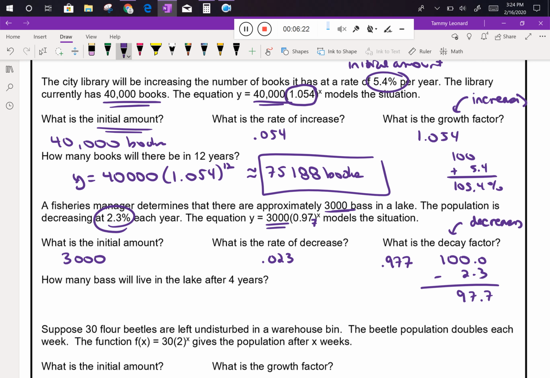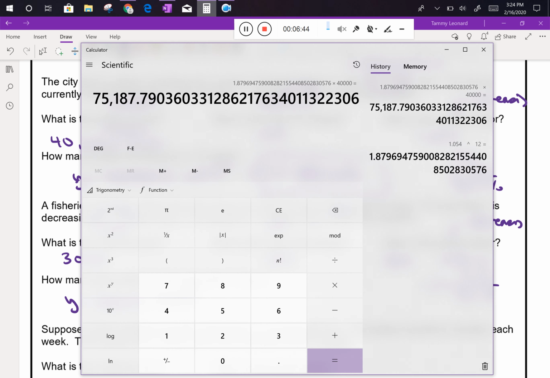So we're asked how many bass will live in the lake after 4 years. Well, X is the number of years, and Y is the total number of bass in the lake. So we have Y equals 3,000 times 0.977 to the power of 4. And just like we did in the last problem, we're going to make sure to follow the order of operations. So first, we're going to do 0.977 to the 4th.